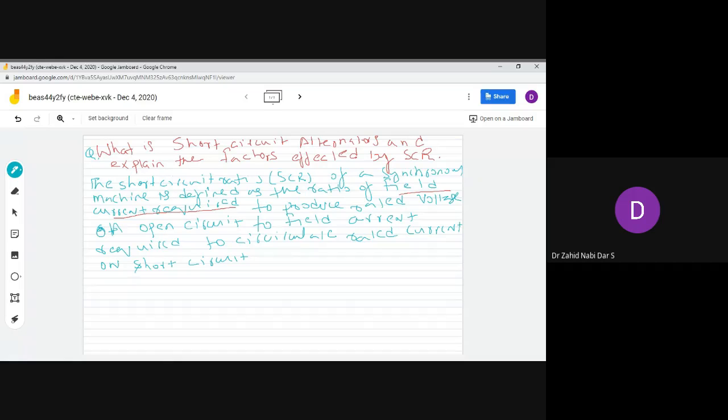So the short circuit ratio can be affected by some factors, and that also we have to take into consideration. So what are the factors it is affecting?